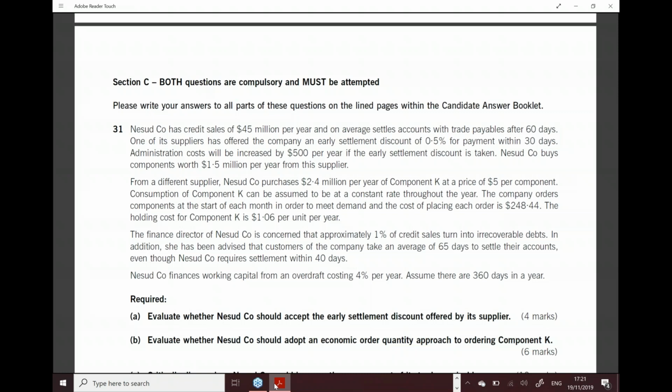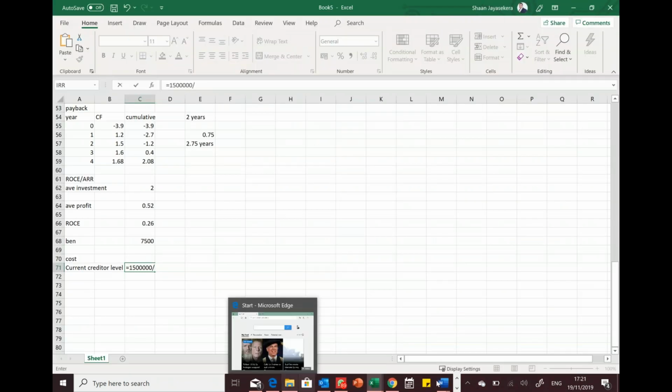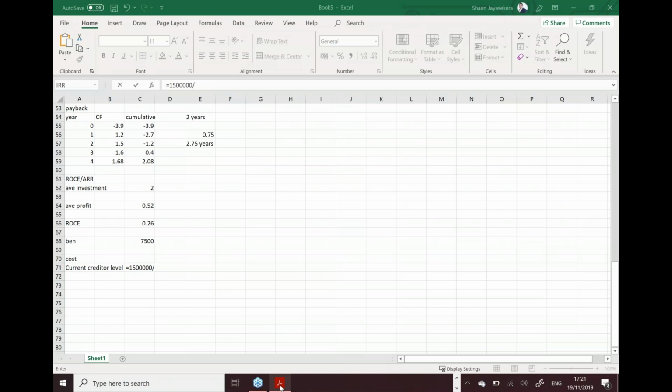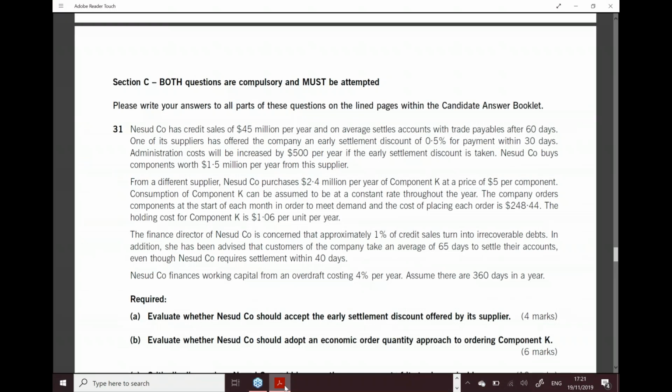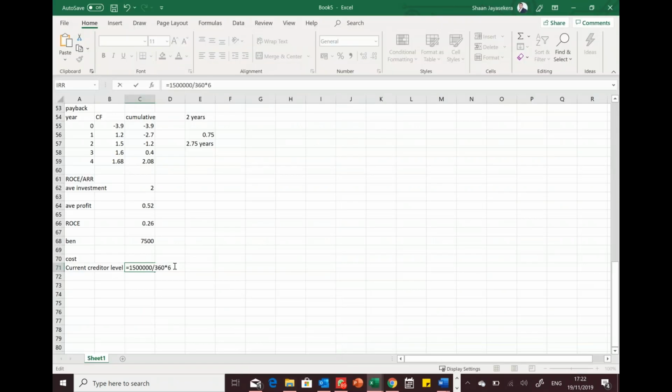1,500,000 divided by, we need to be very careful to see whether it's a 365 or 360 day year. 360 day year. So divided by 360, into how much am I currently taking to pay? I believe 30 days or 60 days, which I'm trying to pay in 30 days. So currently I am paying in 60 days. So that's that much.